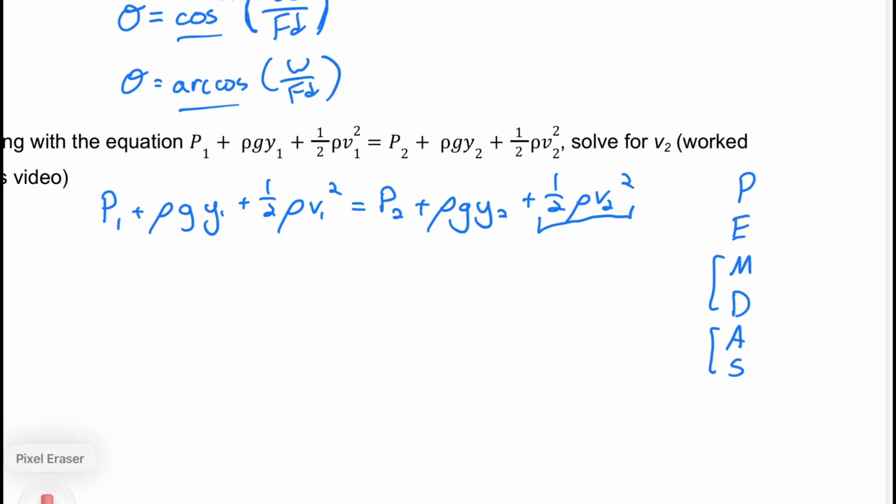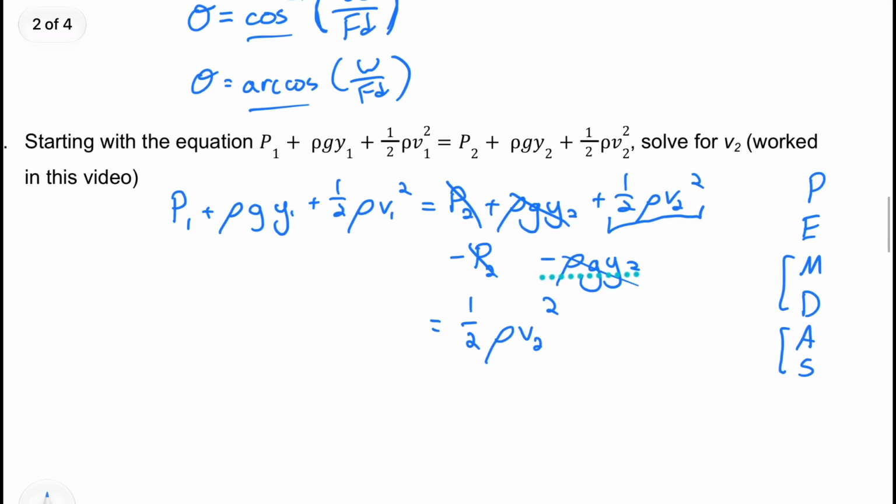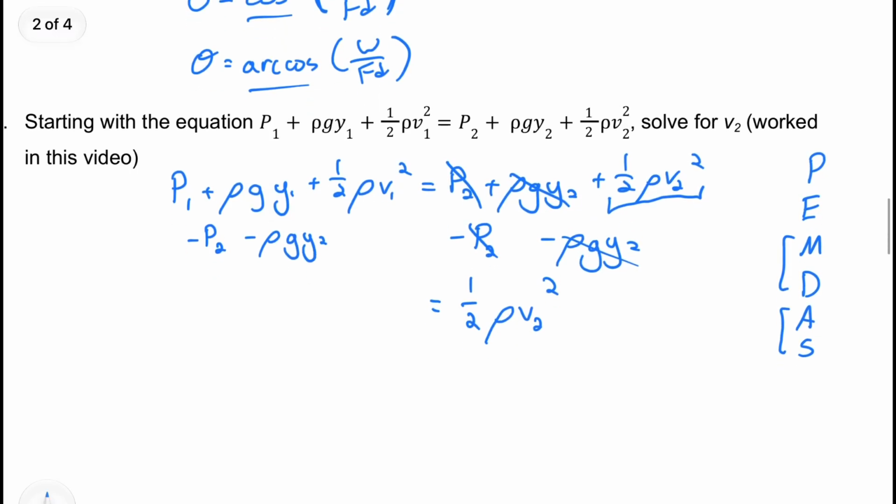What's being added to that term is our P2 and our rho g y2, so we'll subtract both of those. Let's subtract P2 from the right side, and also subtract rho g y2. When we subtract P2, that gets rid of the original P2, and subtracting rho g y2 gets rid of that. The only thing left on the right side is the final term with v2 in it, 1/2 rho v2 squared. And whatever we do on the right side, we're going to do on the left side, so we'll subtract P2 over here as well, and also subtract rho g y2.